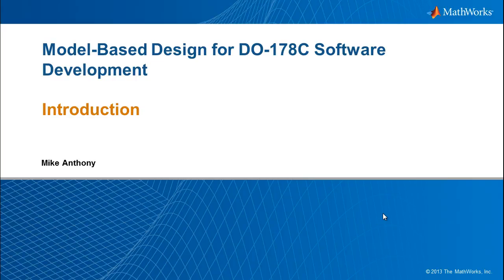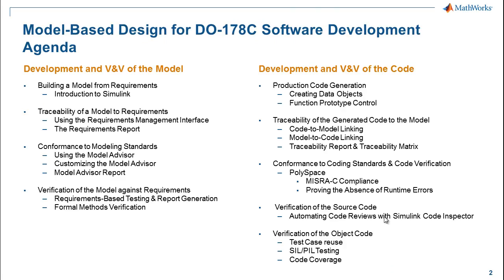The agenda is very lengthy. As you can see, things are divided into basically two major topics. The first would be development and verification and validation of the model. This will be the first section, and this section is actually, I would say, the more important. As we'll see, the outcome of the code, the automatically generated code, and a lot of the verification and validation that we do at the code level is actually reuse of some of the activities that we do at the model level.